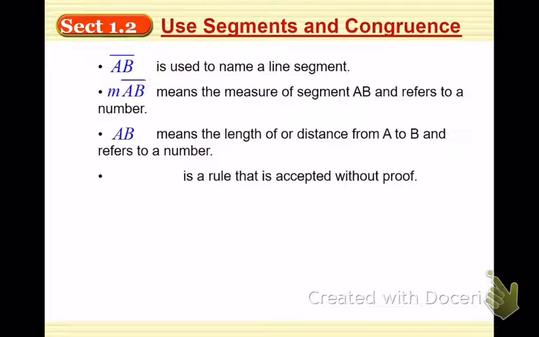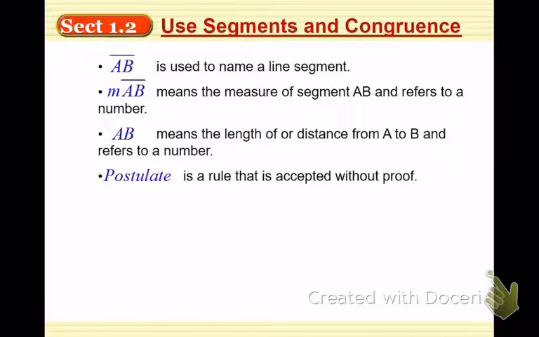Or we can just drop all the symbols altogether and just use AB, which means the length or the distance from A to B. Okay? And so we'll use those. You'll see me use the no symbols at all more than you will the M in front of the name. But they both mean the same thing.